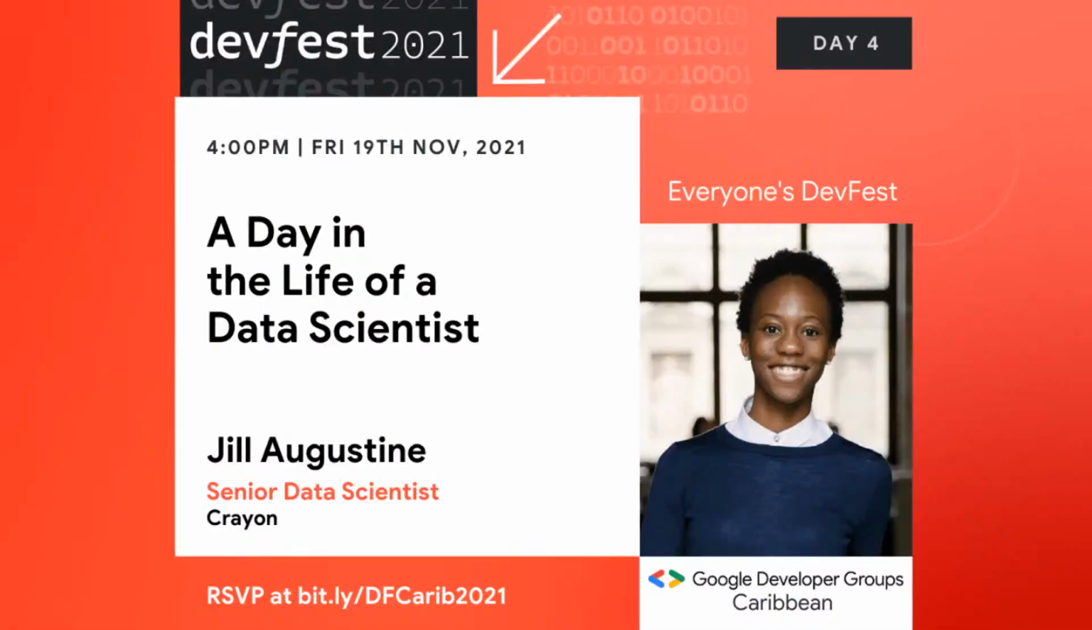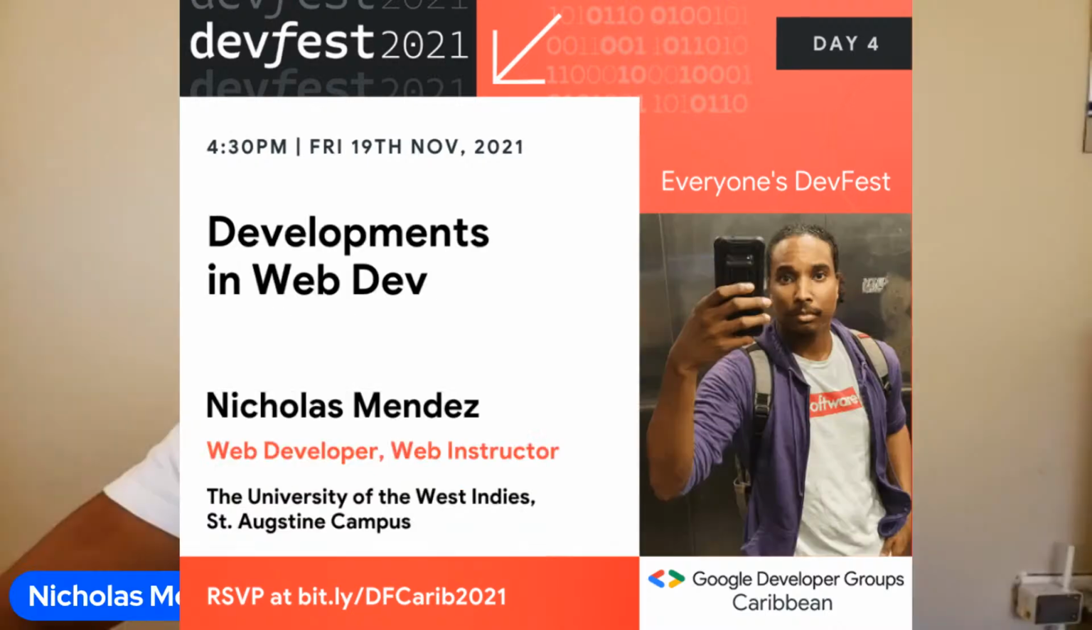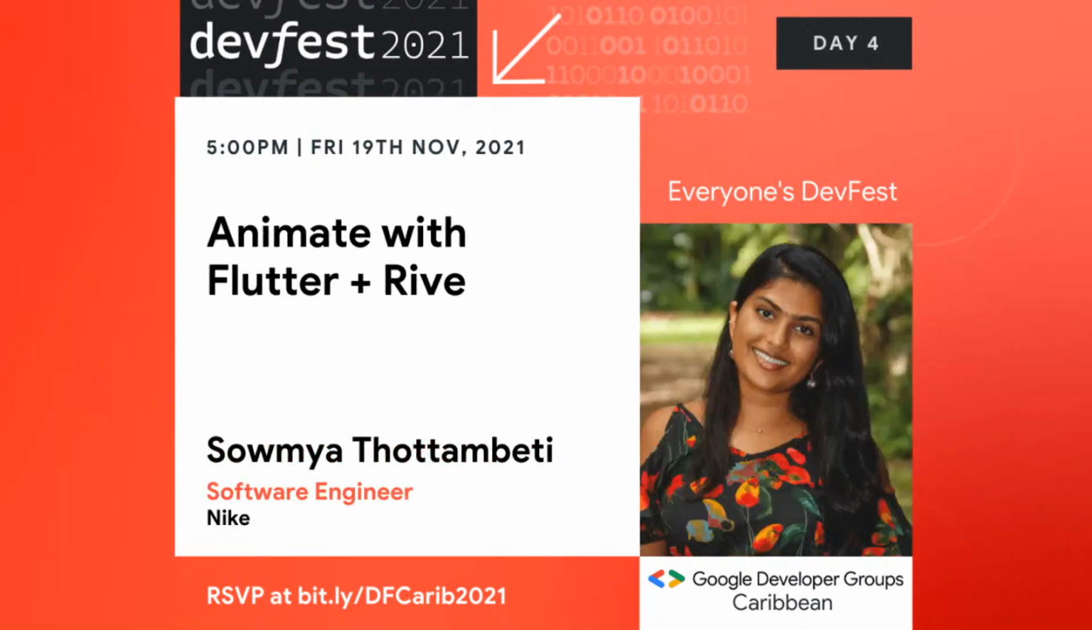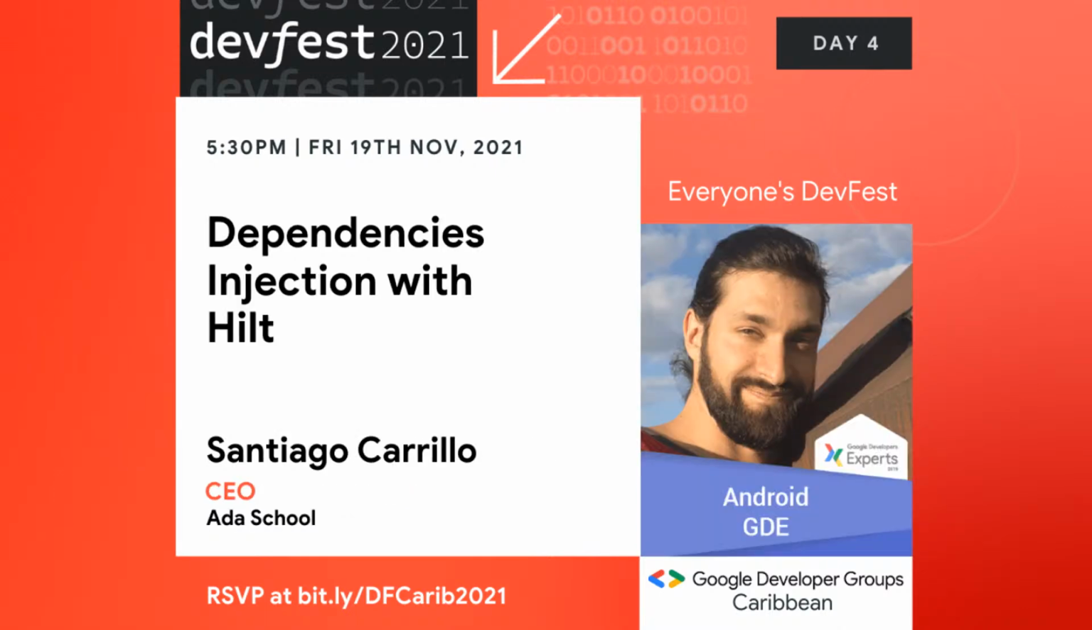First off, we'll be starting with a spotlight interview entitled A Day in the Life of a Data Scientist with Dr. Gillian Augustine. Then yours truly will be giving a presentation on the developments in web dev. Following that, we will have Sumia, who will be giving a really animated and fun presentation on animation with Flutter and Rive. And bringing us off at the end of the day, we'll have dependency injection with Hilt, brought to you by Santiago Carrillo. So without further ado, let's go right into our first section.